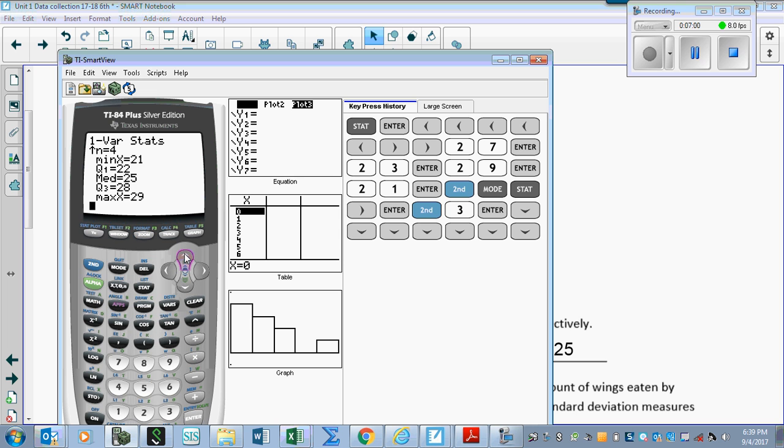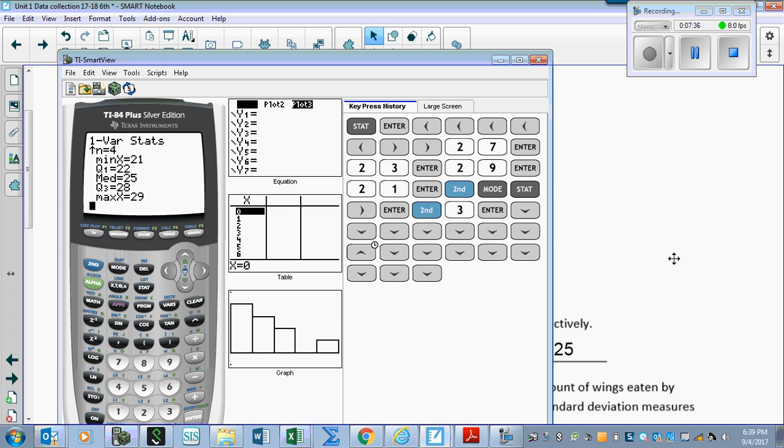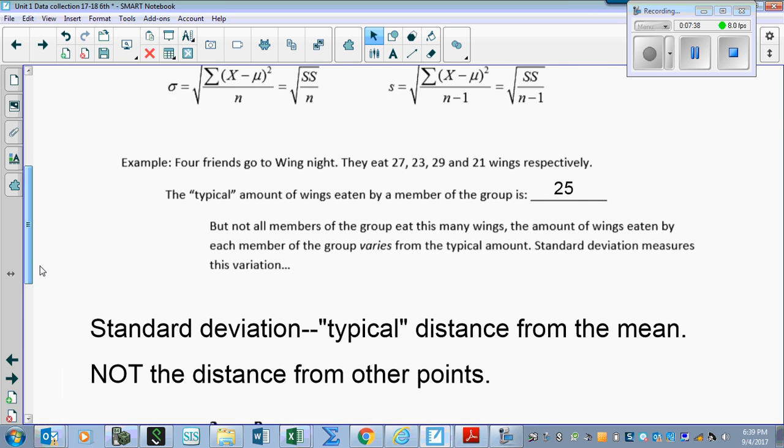For our purposes right now, we are measuring spread. So standard deviation, if this is a sample, and most of the time this year we'll talk about samples. Other measures of spread are the range: you could do max minus min, so 8 wings is the range of wings eaten. There's also the IQR, the interquartile range, which is Q3 minus Q1. In this case, it would be 28 minus 22, which is 6. That is another measure of spread.